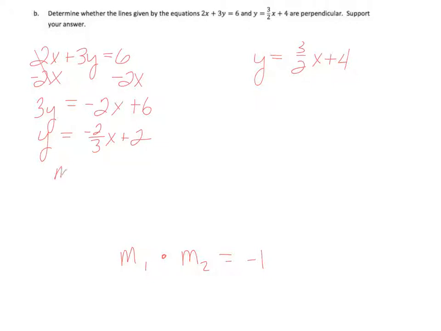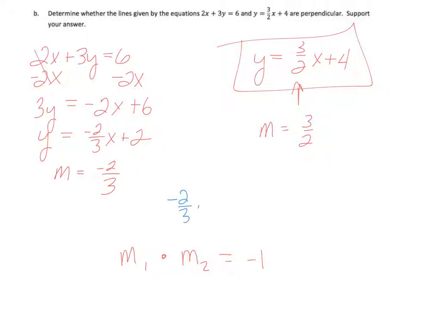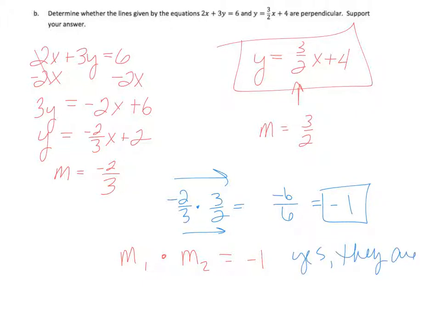Okay, there's my first equation. The slope of this one is -2/3. This equation is already in slope-intercept form, so the slope of this line is 3/2. So I can do negative 2/3 times 3/2. Multiply across the top and the bottom. I get negative 6 over, oh, sorry, I already did the multiplication. I hate it when I skip ahead in my brain. I get negative 1, so yes, they are perpendicular.